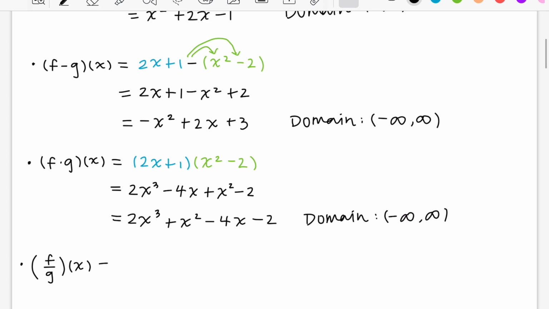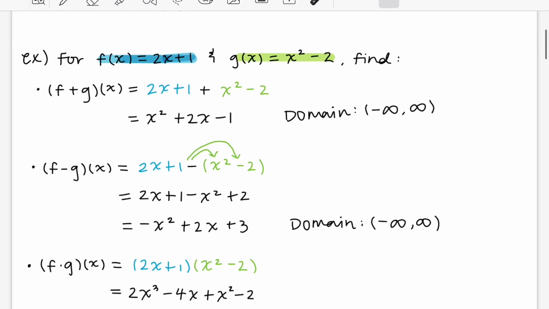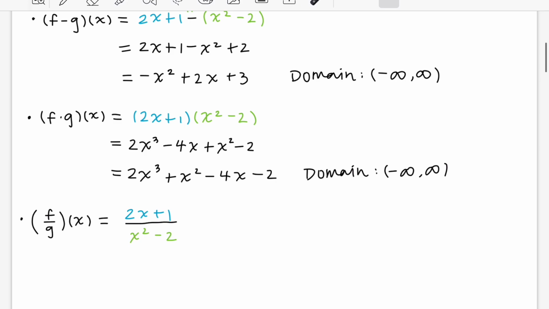All right, and lastly, we're looking at the quotient of these two functions. So we're going to divide f of x by g of x. And in this case, we actually can't simplify this further, so that's fine. This will be our answer. But our domain here is not going to be all real numbers, because remember, g of x can't equal 0, so we want to figure out what values will make g of x equal to 0. We'll do that by solving for x here.